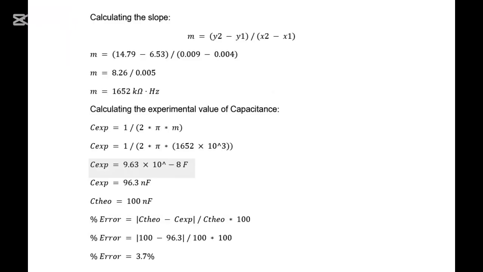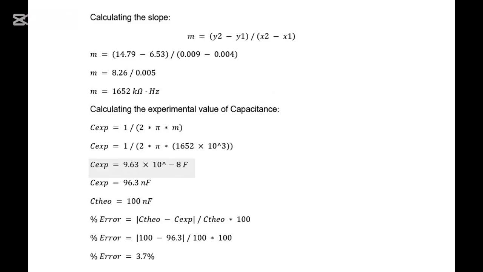Finally, I calculated the slope of the best-fit line, and then 1 over 2 pi times the slope gives me the capacitance, the experimental capacitance. Then I check my error according to this data, and I found my error as 3.7%. This error might have happened due to manufacturing errors of the multimeter, AC power supply, resistor, or the capacitor.